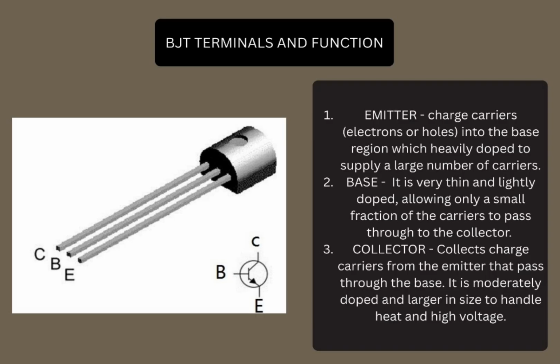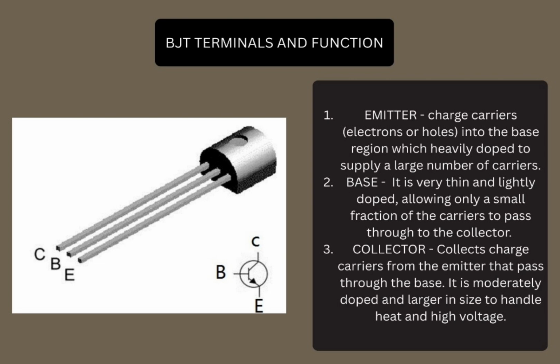First of all, the emitter sends out charge carriers into the base region. It is heavily doped to supply a large number of carriers. Next, the base controls the transistor. It is very thin and lightly doped, allowing only a small fraction of the carriers to pass through to the collector. A small current here controls a larger current through the transistor.